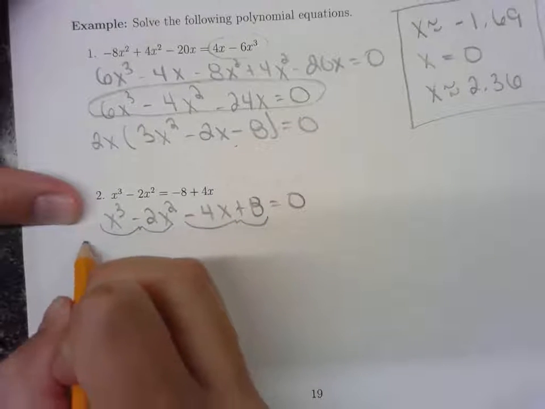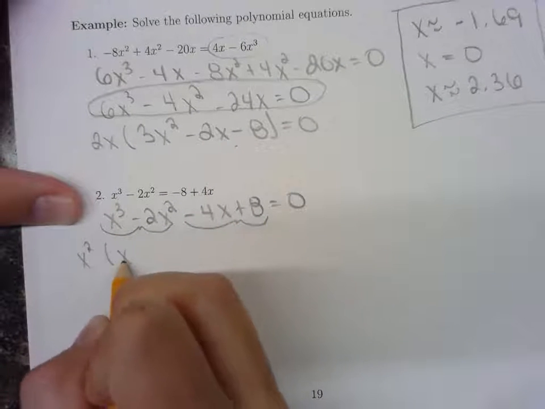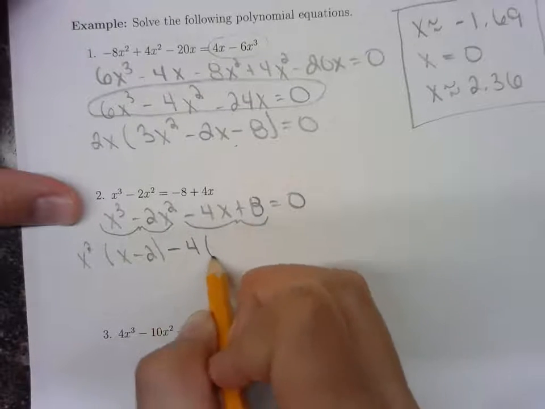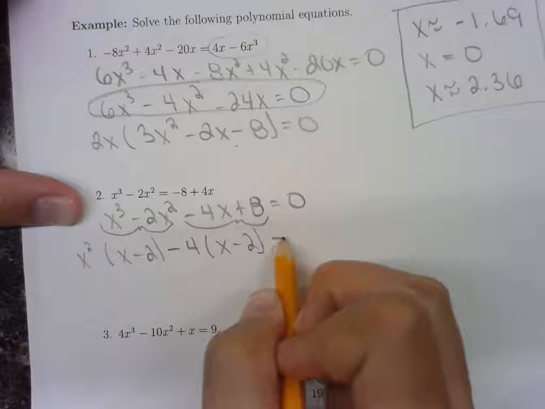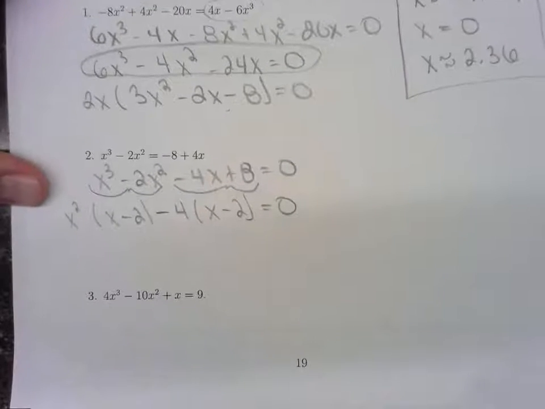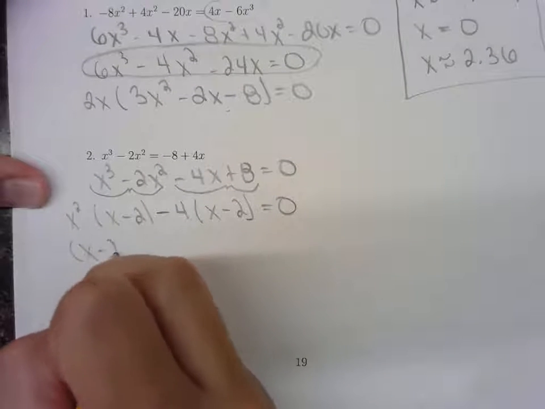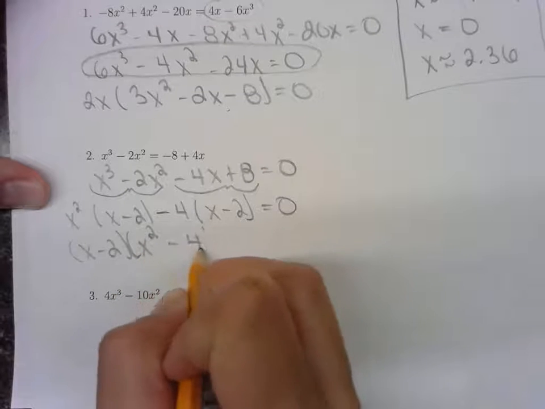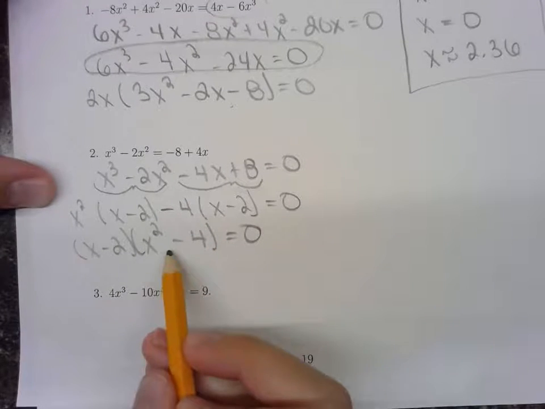So the first 2, I could take an x squared out. That would give us x minus 2. The second 2, I could take out a minus 4, and that would give us x minus 2. Now out of the whole thing, we could take out an x minus 2. The first term would leave us x squared. The second term would leave us minus 4. And now we can factor this.